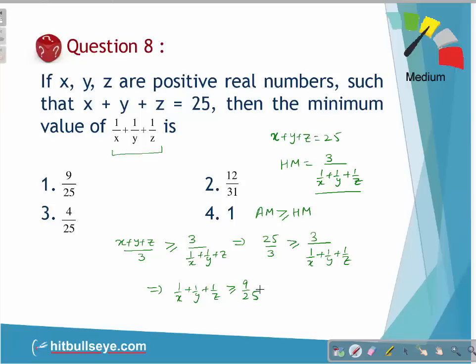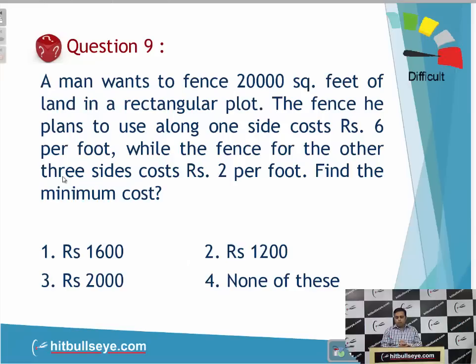And this was what the question was asking. That means the minimum value of 1 over x plus 1 over y plus 1 over z is 9 by 25, which is our first choice. Now come to the next question.